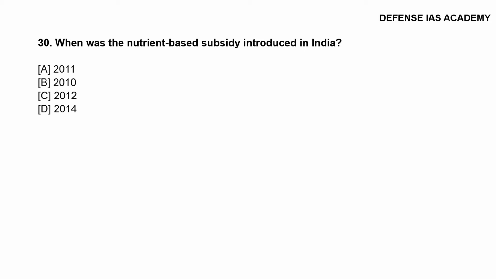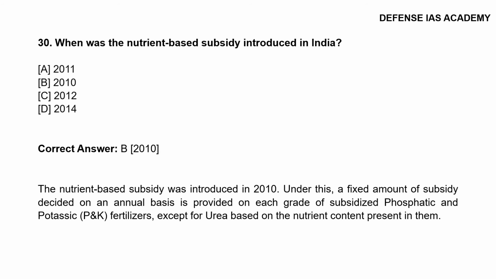Question 30. When was the nutrient-based subsidy introduced in India? The correct answer is option B, 2010. The nutrient-based subsidy was introduced in 2010. Under this, a fixed amount of subsidy decided on an annual basis is provided on each grade of subsidized phosphatic and potassic, that is P and K fertilizers, except for urea, based on the nutrient content present in them.